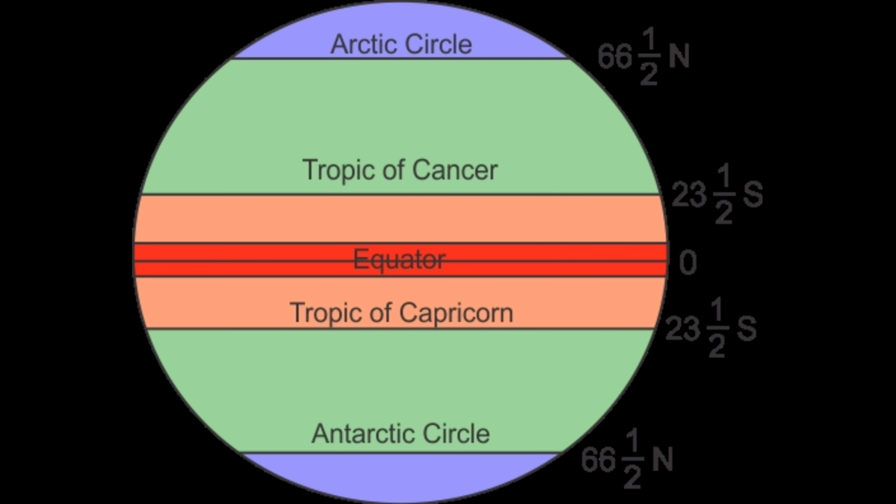66.5 degree north latitude in the northern hemisphere is known as the Arctic Circle. 66.5 south latitude in the southern hemisphere is termed as the Antarctic Circle. These important latitudes divide the earth into various heat zones. North Pole is 90 degree north in the northern hemisphere and South Pole is 90 degree south in the southern hemisphere.